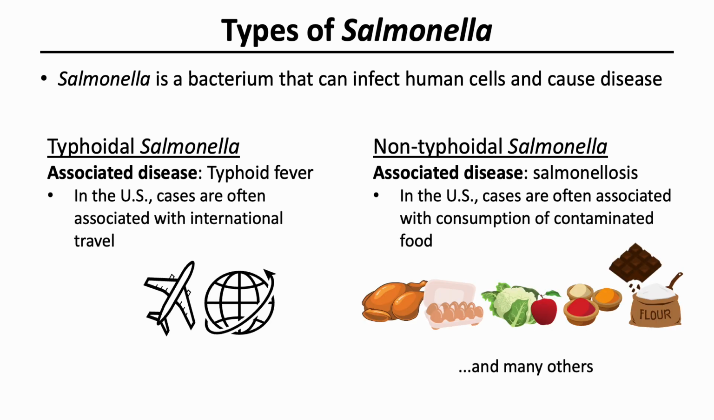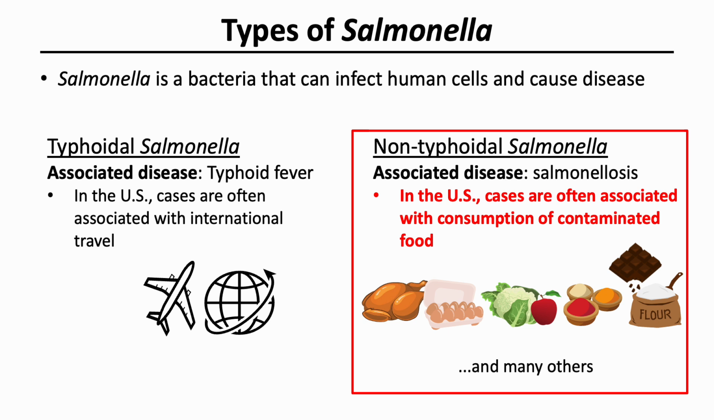In the US, cases of typhoid fever are often associated with international travel, while cases of salmonellosis are often associated with consumption of contaminated food products, including various poultry products, eggs, fruits and vegetables, spices, chocolate, flour, and many other types of food products. Given its strong association with the U.S. food supply, in this presentation, we are going to specifically focus on considerations for investigating outbreaks linked to non-typhoidal salmonella.